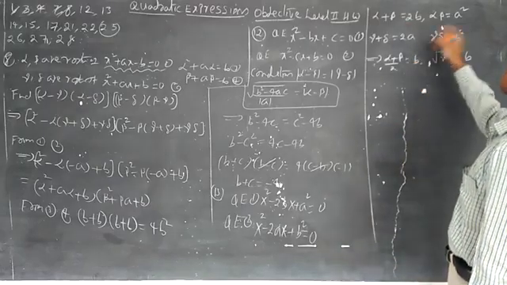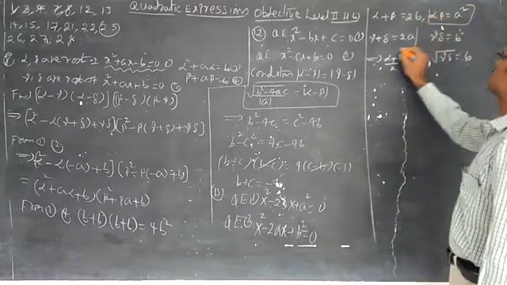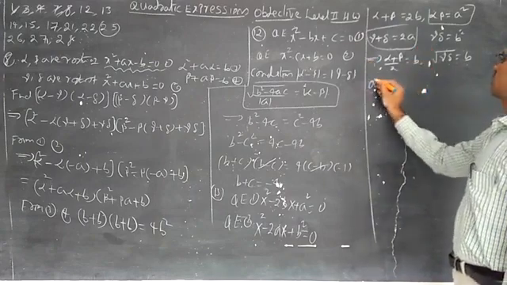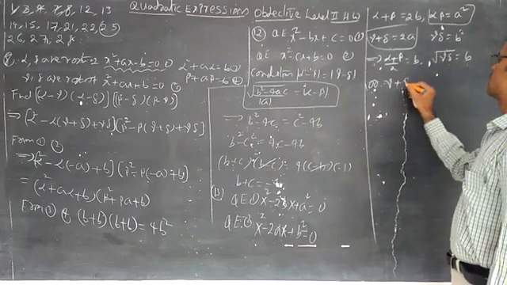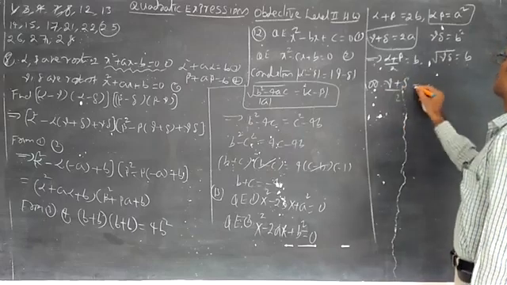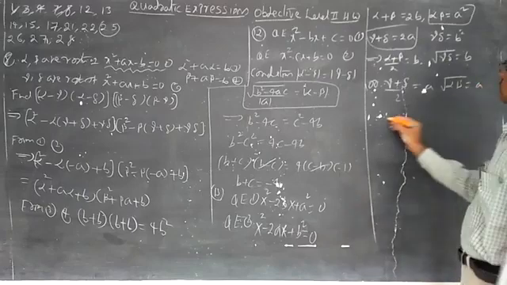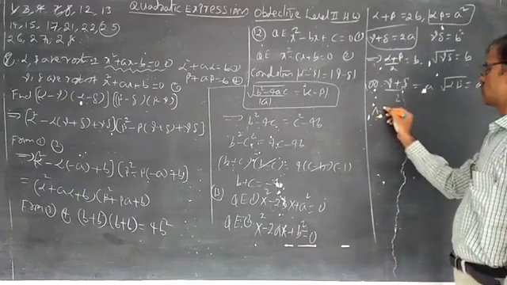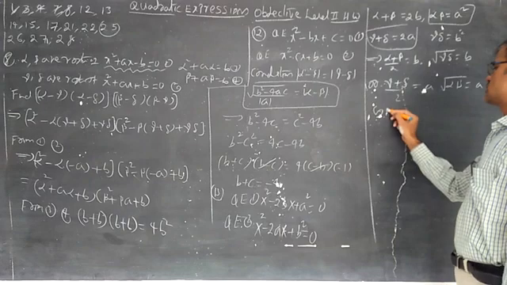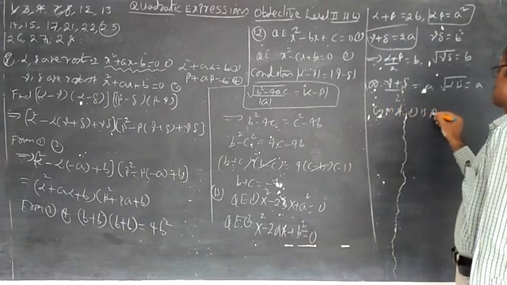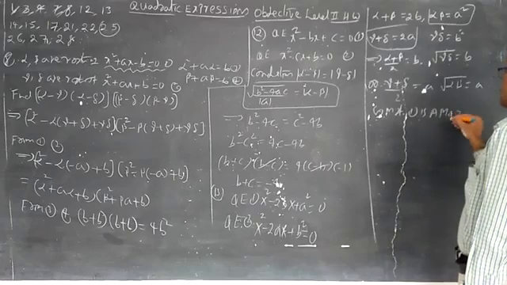So alpha plus beta by 2 is equal to b, and root of gamma delta is equal to b. Gamma plus delta by 2 is equal to a, and root of alpha beta is equal to a. So the AM of 1 is the GM of 2, and the GM of 1 is the AM of 2, like this.